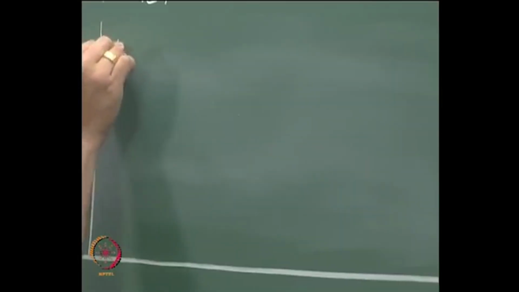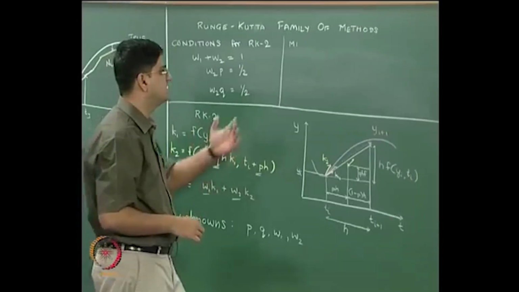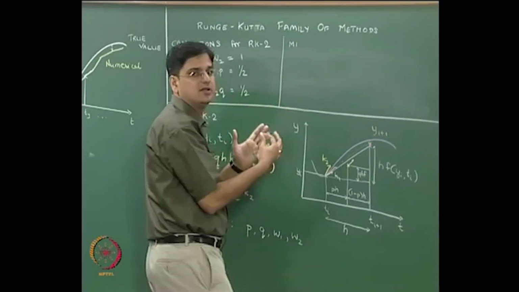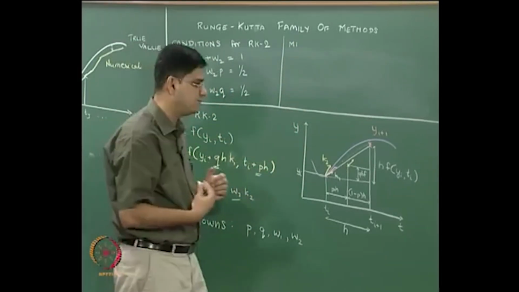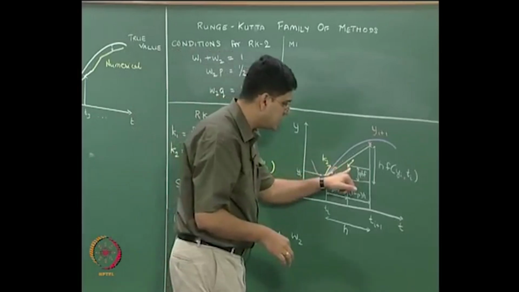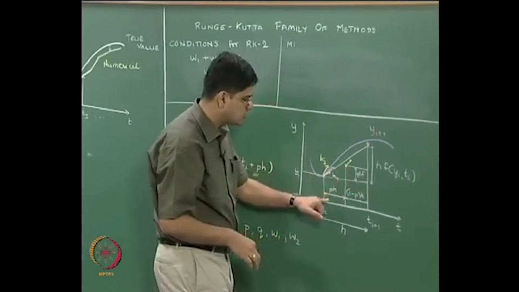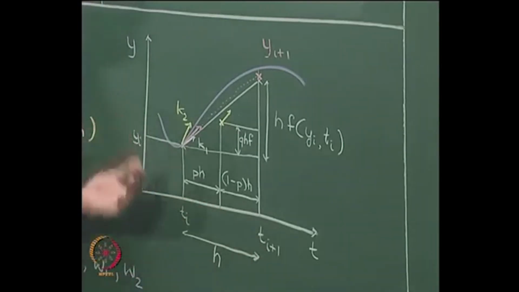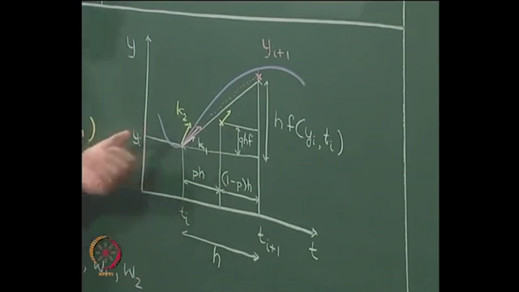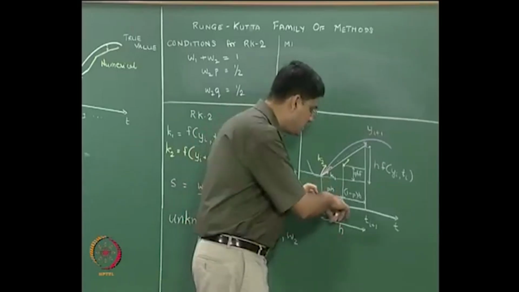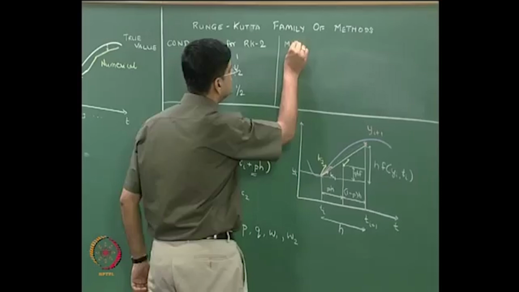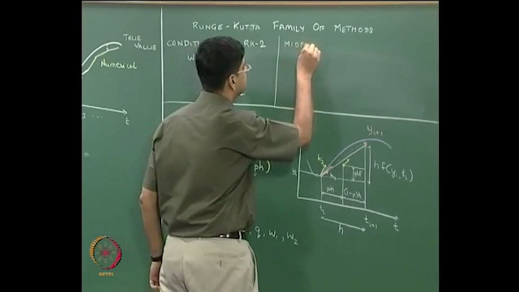Okay. The first method is what we had considered towards the end of the previous lecture, and that method was the midpoint method. So in the midpoint method, if you recollect what we did in the previous lecture, we said that this point is going to be midway between Ti and Ti plus 1. We took this point as Ti plus half. What that means is that P is going to be equal to half, 1 minus P is also going to be equal to half.